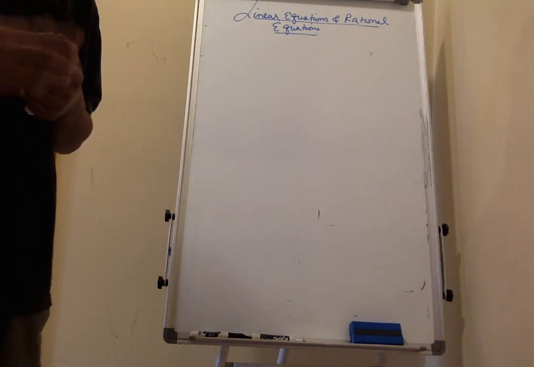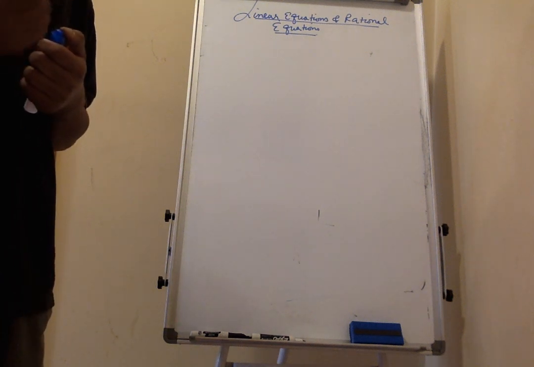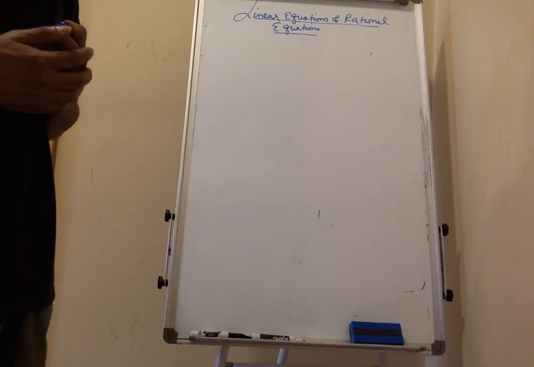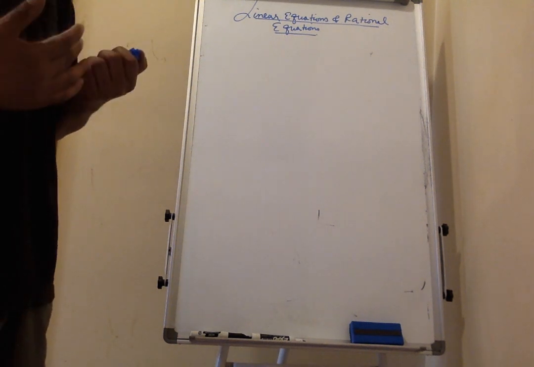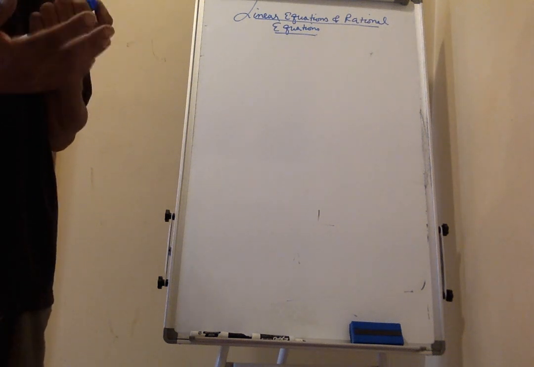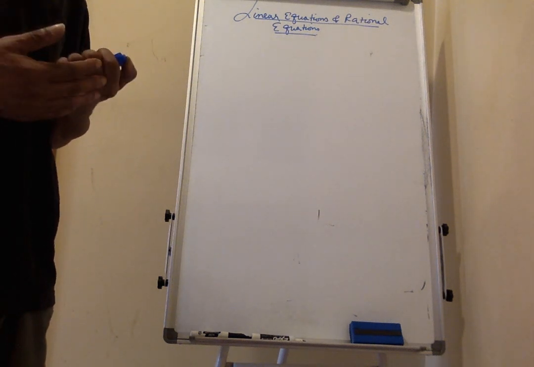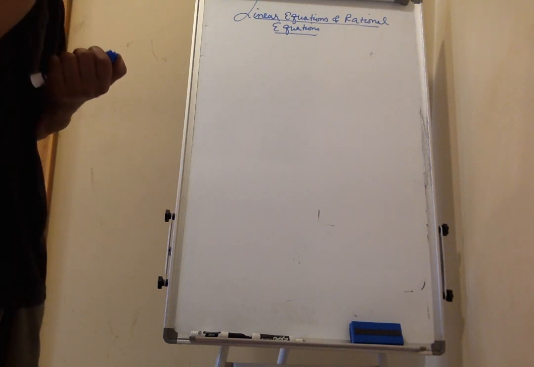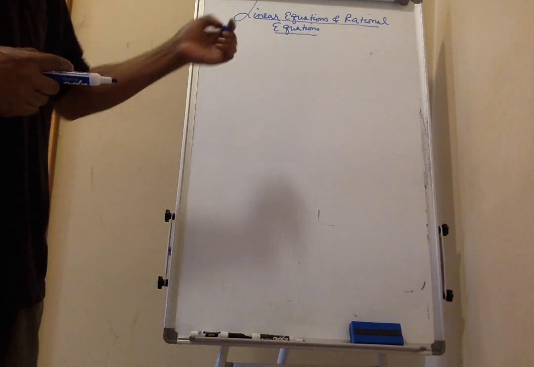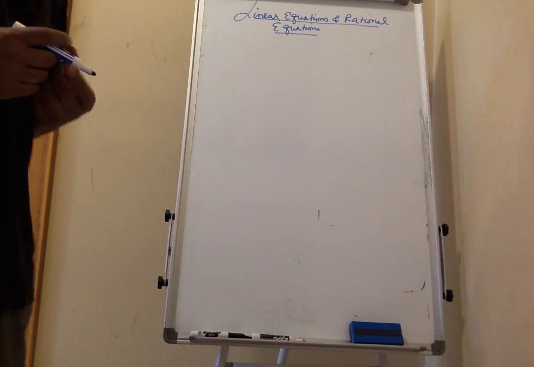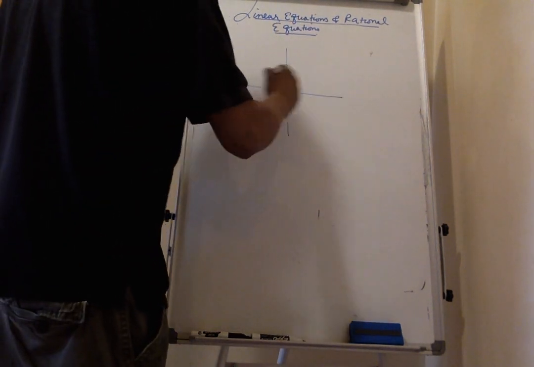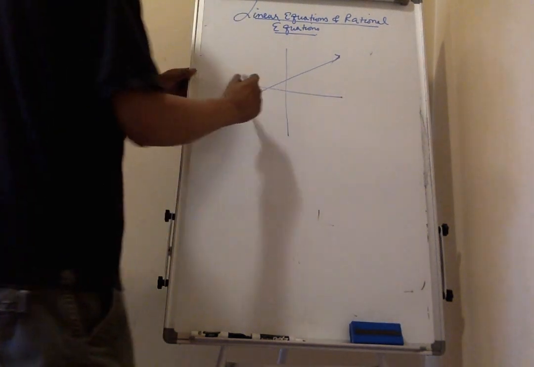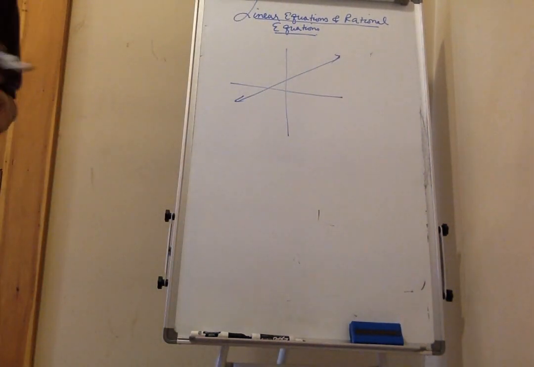Okay, hi. In this session, we're going to look at two types of equations, linear equations and rational equations. The reason that we're bringing them together is they are somehow similar, and you will see the similarities between them. When we talk about linear equations, we are talking about a straight line, either rising or descending. That's what we mean by linear equations.